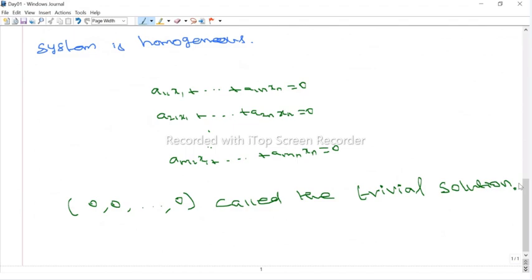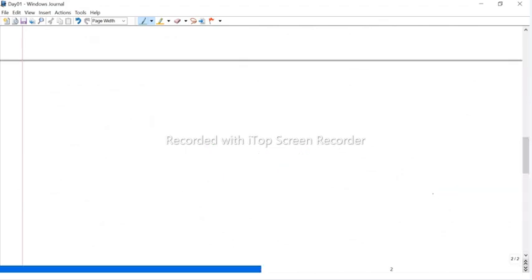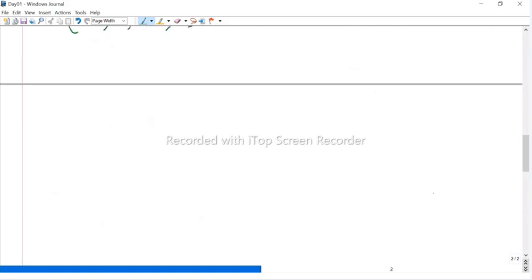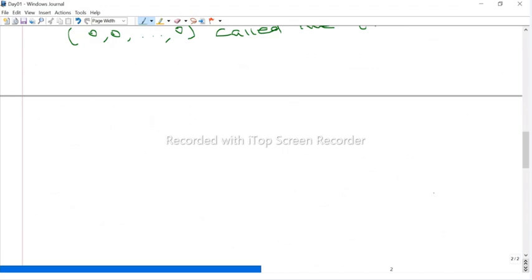Now, when we say a system is consistent, either a homogeneous or non-homogeneous system, a system is said to be consistent if at least one solution exists. Otherwise, the system is called inconsistent. If the system does not contain any solution, the system is called inconsistent.